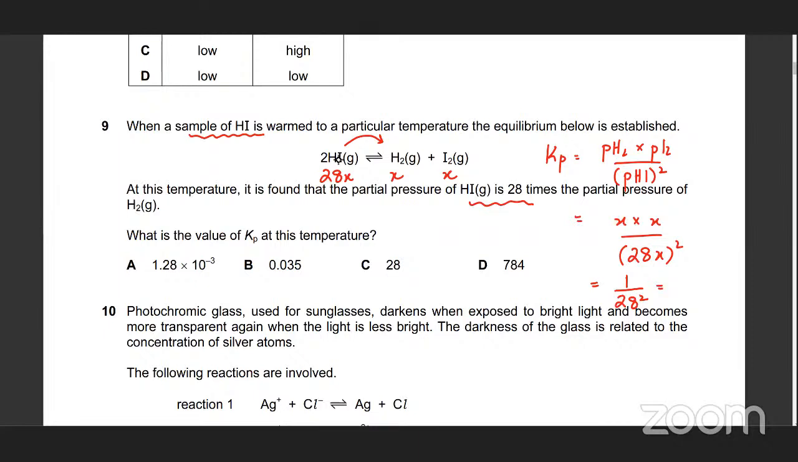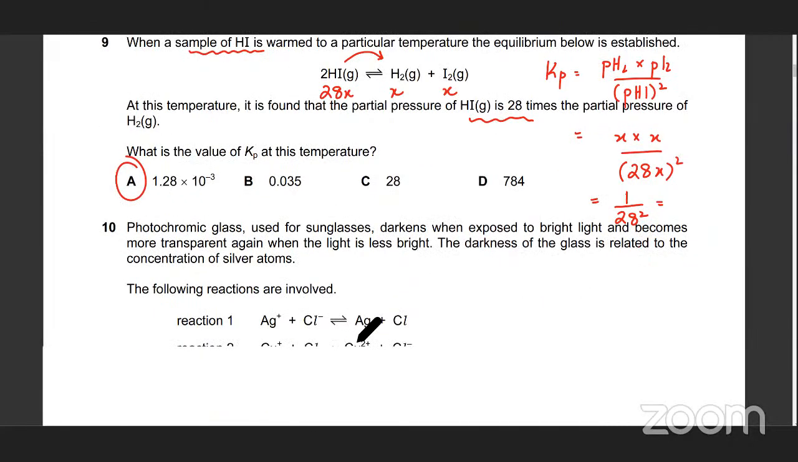So what are you getting? You're getting A.